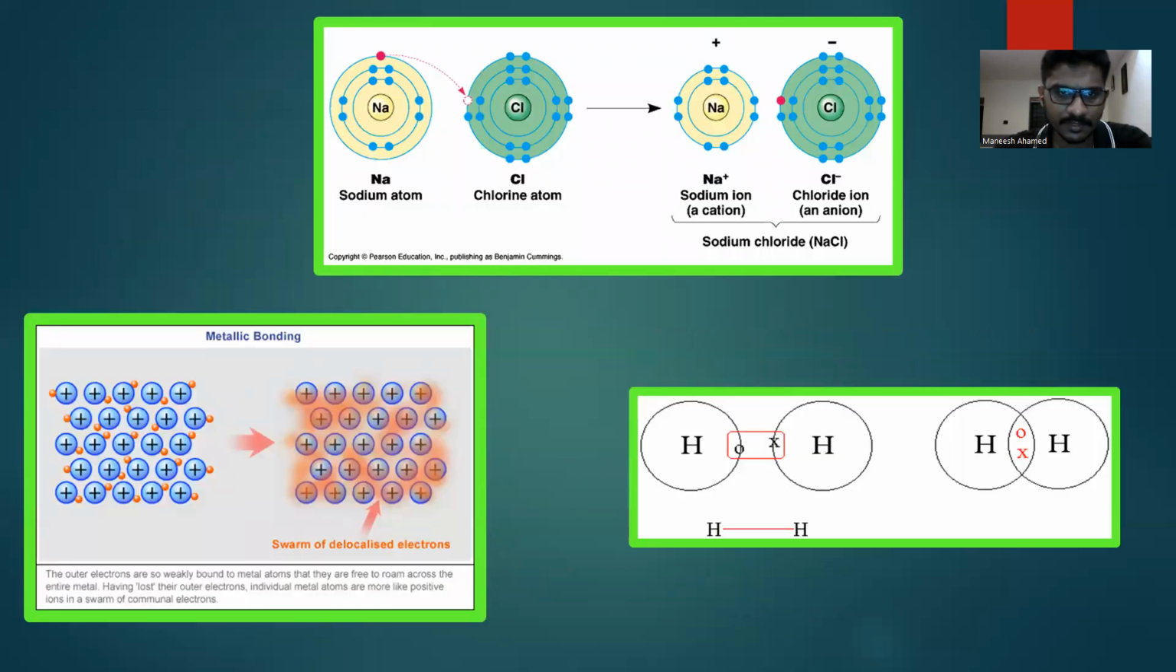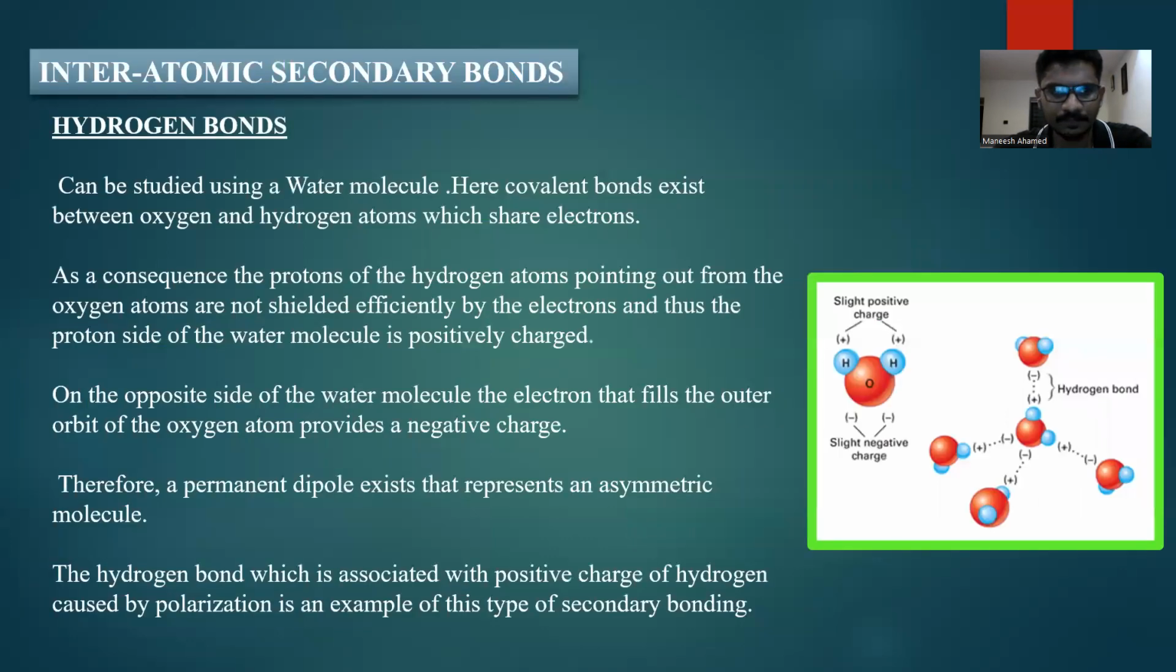So this is a diagram which represents these three basic primary interatomic bonds. The first picture is that of a sodium chloride atom. The sodium loses an electron, and the chlorine gains that electron, and a strong ionic bond is created. Whereas in metallic bonding, we have a sea of electrons surrounding positive cores. Whereas in a hydrogen atom, where a covalent bond exists, an electron is shared between two hydrogen atoms.